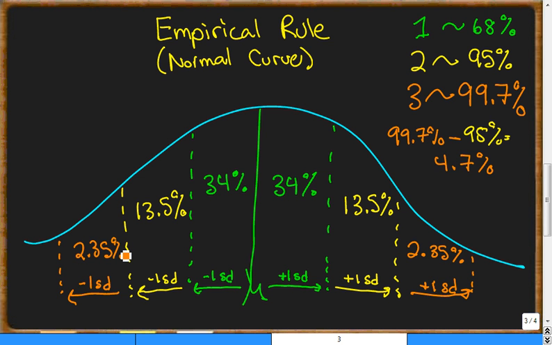Now, obviously, there's still some left over, right? We still have 0.3%, and those are going to be below down here and above up here. So this can go on and on forever. You never quite get to 100%, because you could literally have observations that are super high or super low. So you'll never see it get to 100%, but it'll get very, very close. But this is the idea behind what the normal curve is.